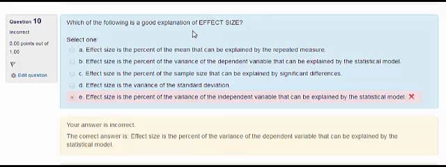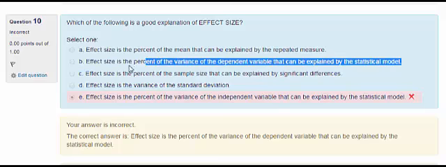Going down. Next. All right, which of the following is a good explanation of effect size? So effect size is the percent of the variance in the DV that can be explained. The correct answer is this one. Effect size is the percent of the variance of the DV that can be explained by the statistical model, either by the grouping of the ANOVA, right? The partitioning of the groups in an ANOVA can explain the variance, or, starting next semester, the relationship between two variables can explain the variance.